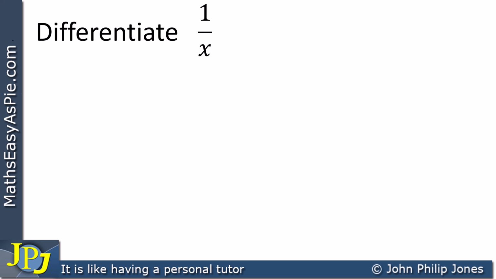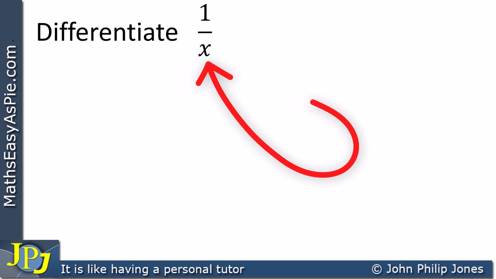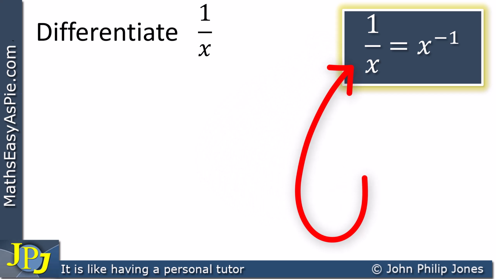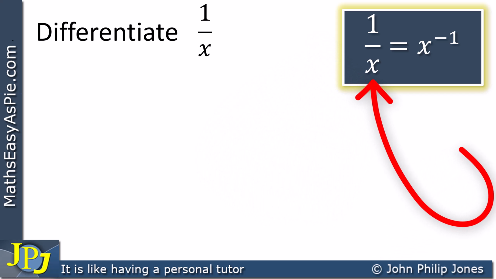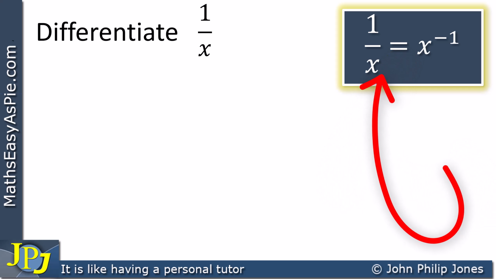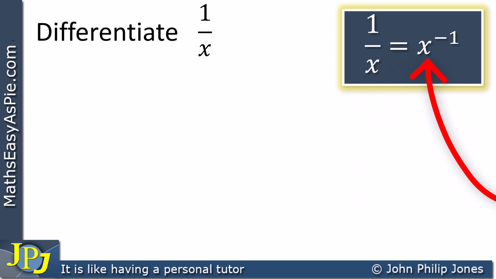Here we are being asked to differentiate 1 over x, and I'm just going to remind you of a rule of indices which is coming into view. This is where if you see 1 over x, you can, if you so wish, write that as x to the minus 1, because this equals this here. So with that knowledge, we can go forward with the differentiation.